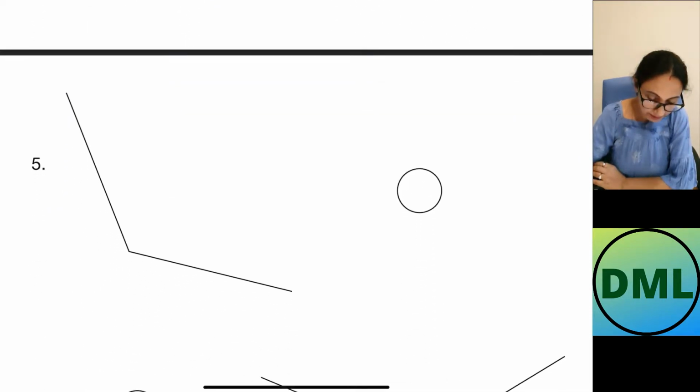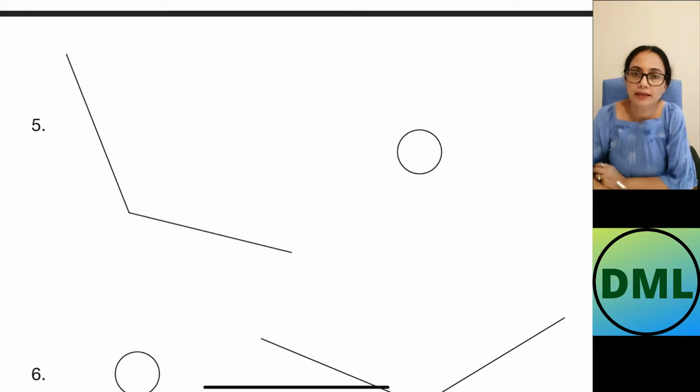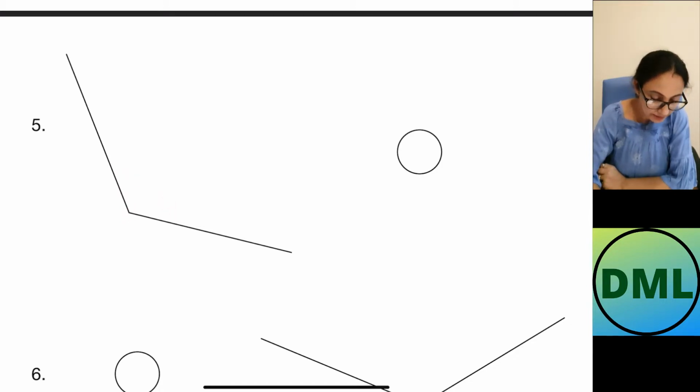Let's see one more example here. This is our first line and this is our second line. Are they making an angle? Yes, right? They are making an angle because these two lines are meeting at this point. So that means they are making an angle here. So that means this is our right answer. So let's put the tick here.